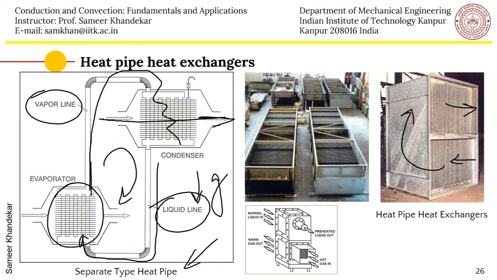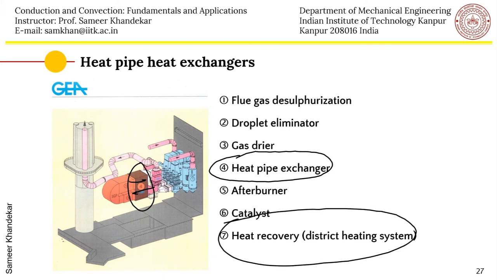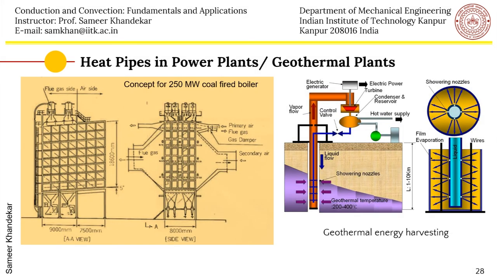This is one example where a heat pipe heat exchanger has been used at this location here, and you can see hot air coming in and then the cold air becoming hot. The heat recovery systems for district heating have been employed in an industrial application. These are for power plants. Again, one can make large heat exchangers with heat pipes, wherein the enthalpy is taken out from the flue gas and given to secondary air, which is used for the combustion application. One can also use heat pipes for geothermal energy harvesting, where heat pipes can be used effectively at various places to take out heat from within the earth and bring that heat in the vapor form to run an electrical generator, for example.